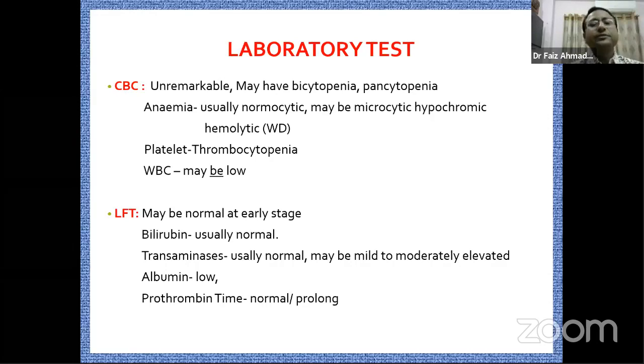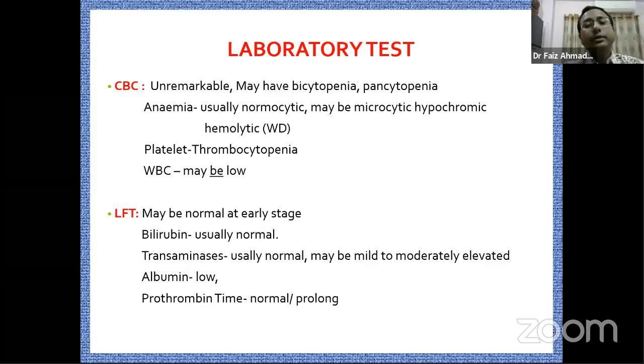Complete blood count can give us an important clue, but in compensated or early stage cirrhosis, it could be unremarkable, that is completely normal. But in advanced cases, the patient could have anemia, which is usually normocytic normochromic, but it can be microcytic hypochromic due to chronic blood loss from different mucosal changes in a patient with cirrhosis of liver, and also due to recurrent variceal bleeding. And sometimes anemia could also be hemolytic.